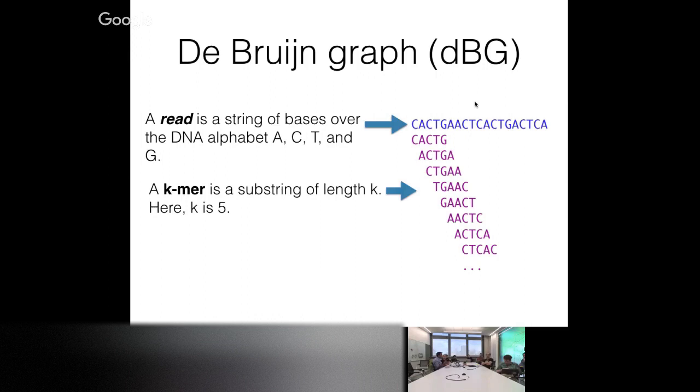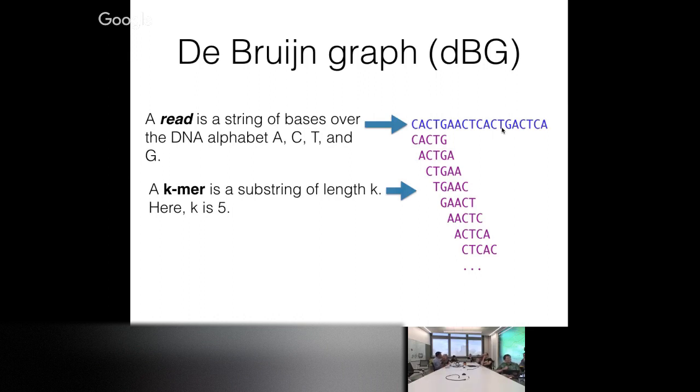And a read is actually a string of bases over the DNA alphabet. So in this example, you can see this is a read, which is a DNA alphabet, and it's a string. And from all those reads, we actually extract k-mers, where a k-mer is a substring of length k. And we extract k-mers using a sliding window. So here we are extracting k-mers of length 5. So we first take the first 5 bases, and then we do the right shift by one position, and then we extract the next k-mer and so on.